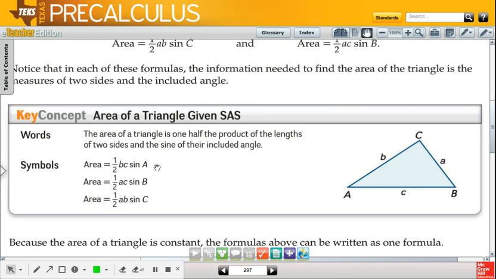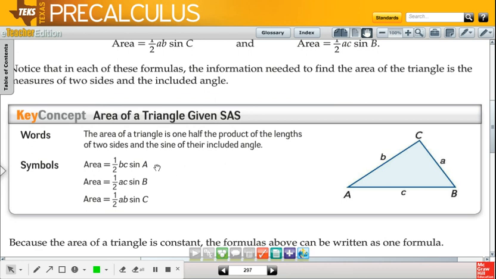You have three ways to set it up. Area equals 1/2 times lowercase b times lowercase c times sine of angle A. Or the second form is 1/2 times side a times side c times sine of angle B. The third form is area equals 1/2 times side a times side b times sine of angle C.